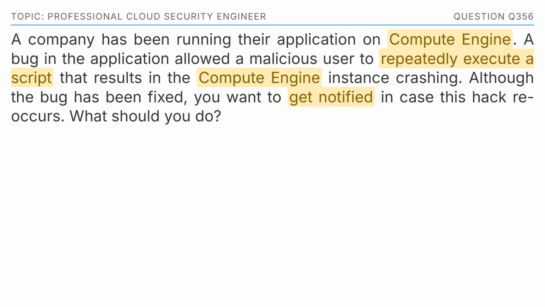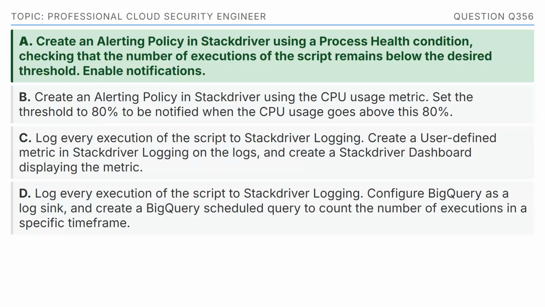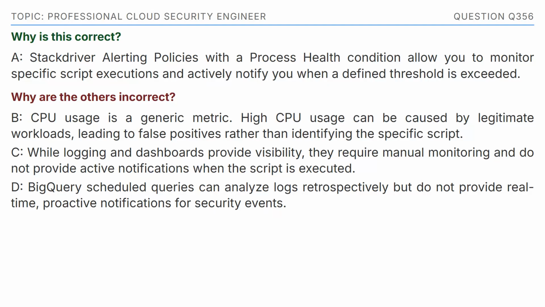To arrive at the correct answer, we focus on the keywords: Compute Engine, repeatedly execute a script, get notified. The correct answer is option A, create an alerting policy in Stackdriver using a process health condition, checking that the number of executions of the script remains below the desired threshold. Enable notifications. Why is this correct? A. Stackdriver alerting policies with a process health condition allow you to monitor specific script executions and actively notify you when a defined threshold is exceeded. Why are the others incorrect?